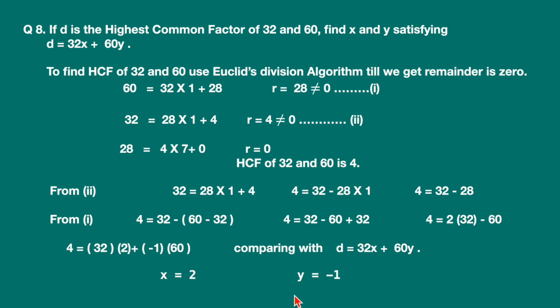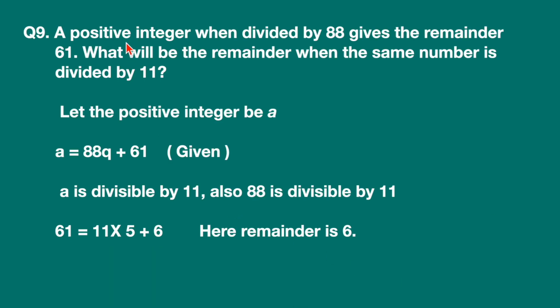A positive integer when divided by 88 gives the remainder 61. What will be the remainder when the same number is divided by 11? Let that positive integer be a. Now let's write down the lemma for it. It is divided by 88, so the value of b is 88. A is equal to 88q plus r. The remainder they have given is 61. So a is equal to 88q plus 61.